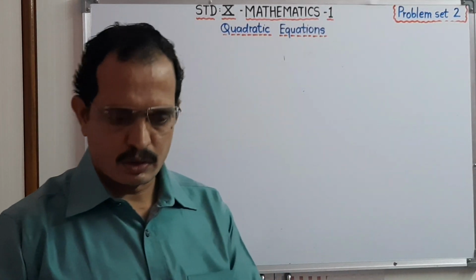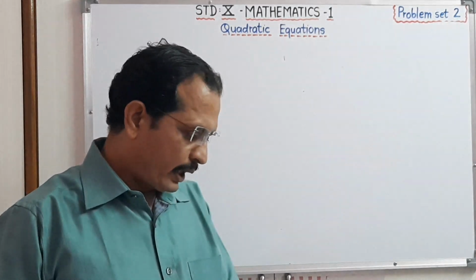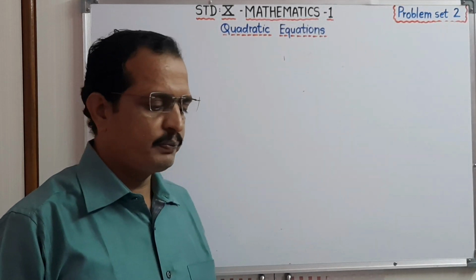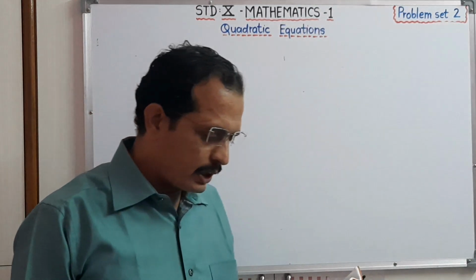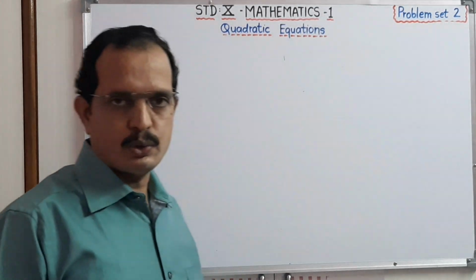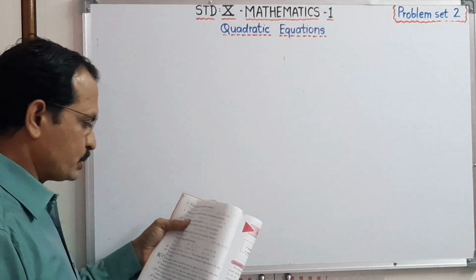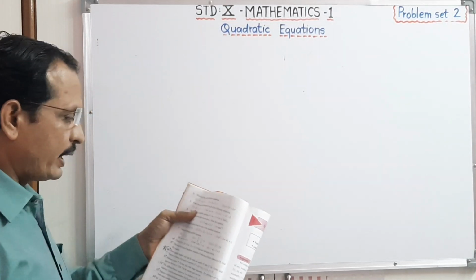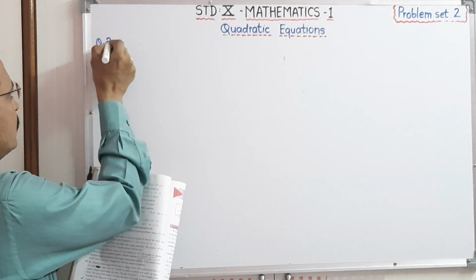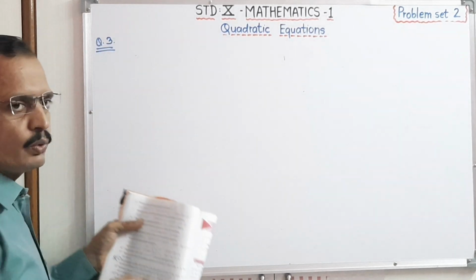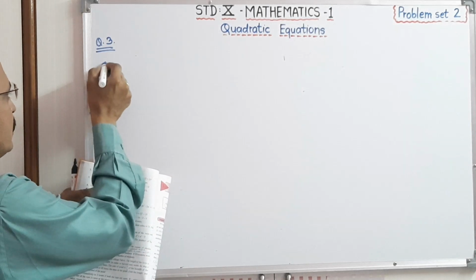Let's see question number 31. Find the value of discriminant for each of the following equations. Three equations are given. I will show you two, and one you have to solve. Find the value of discriminant. First, question number 3 is there. We have to find out the value of discriminant.